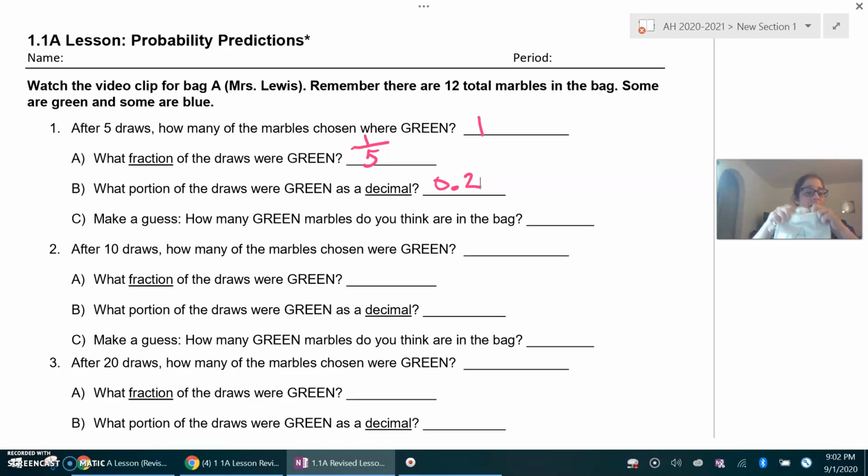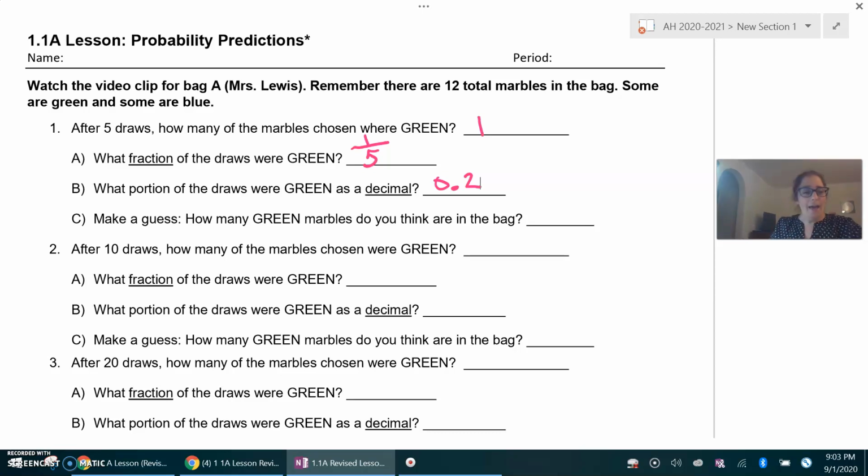Okay, so we're going to do the same thing, but now we're doing 10 draws. So we have a blue and a blue and another blue. So far we have 3. 4th is blue. 5th is blue. 6th is blue. Oh boy. 7th is blue. 8 is blue. 9 is blue. Wow. And 10 is blue.